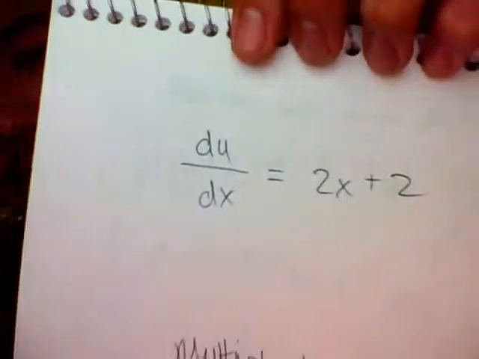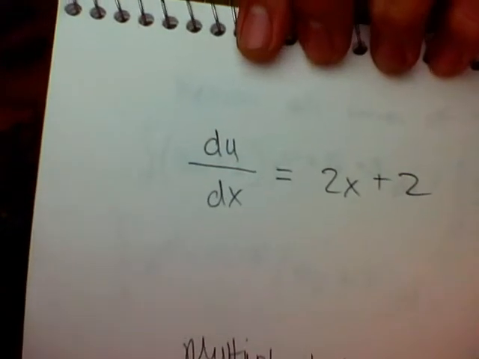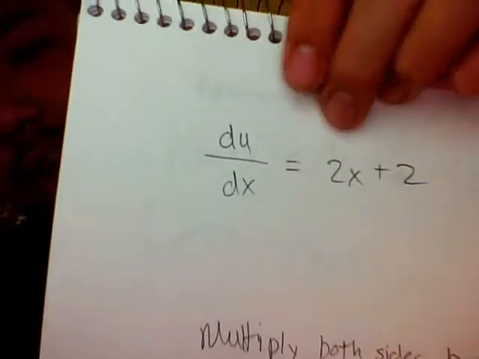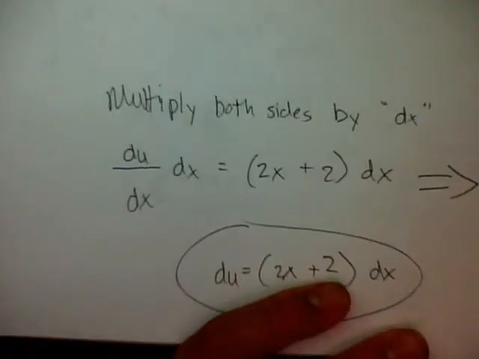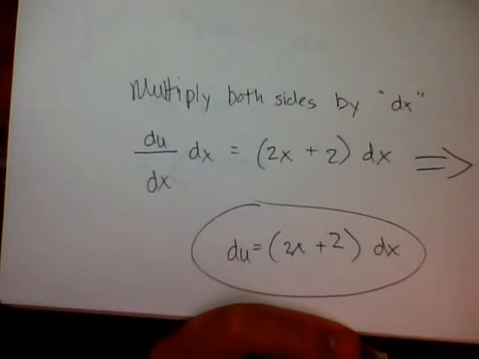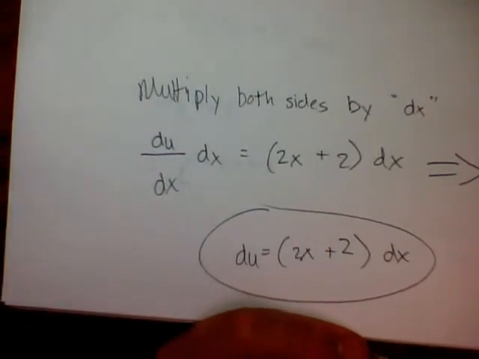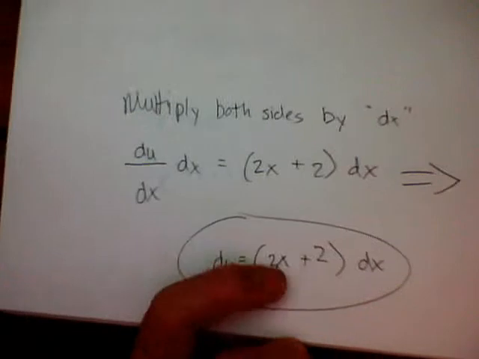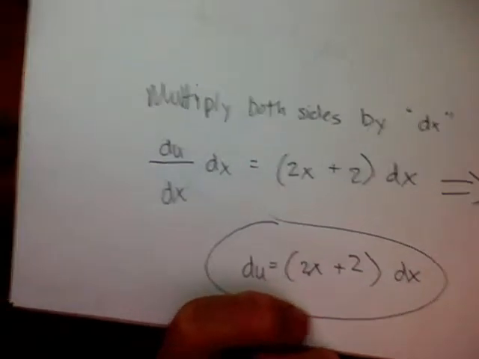After we find our possibilities, which is u, e to the x squared plus 2x plus 3, we find the derivative of it. And the derivative of that little part is 2x plus 2. Now we take that and multiply both sides by dx. The dx will make it become 2x plus 2 dx, and that's the derivative of that.